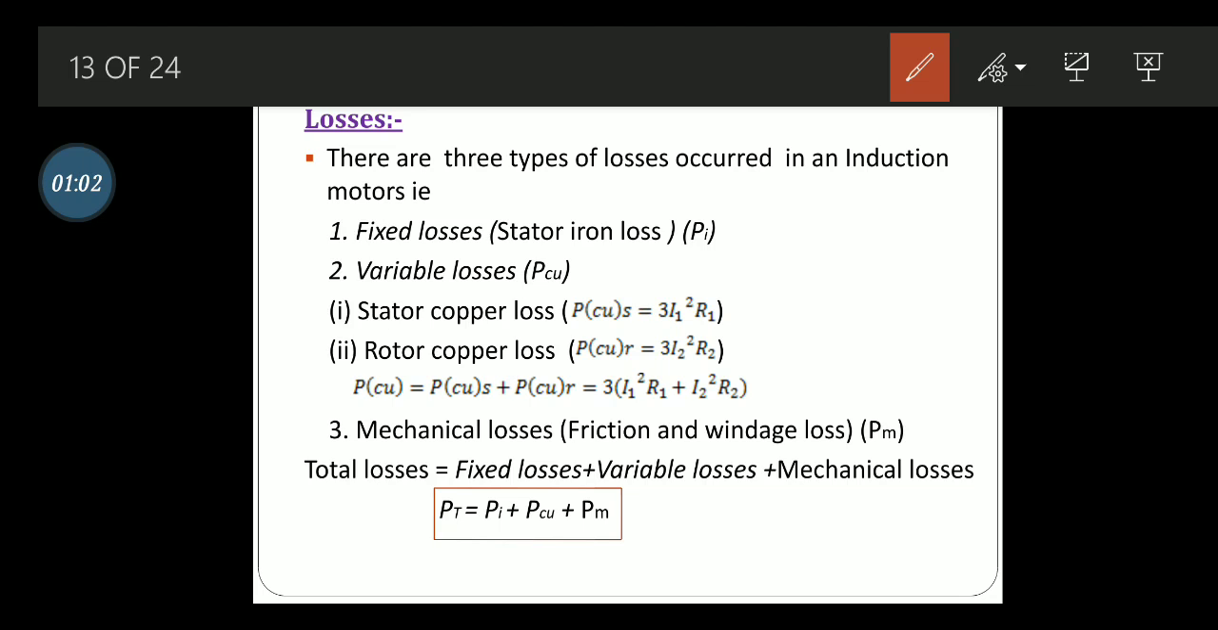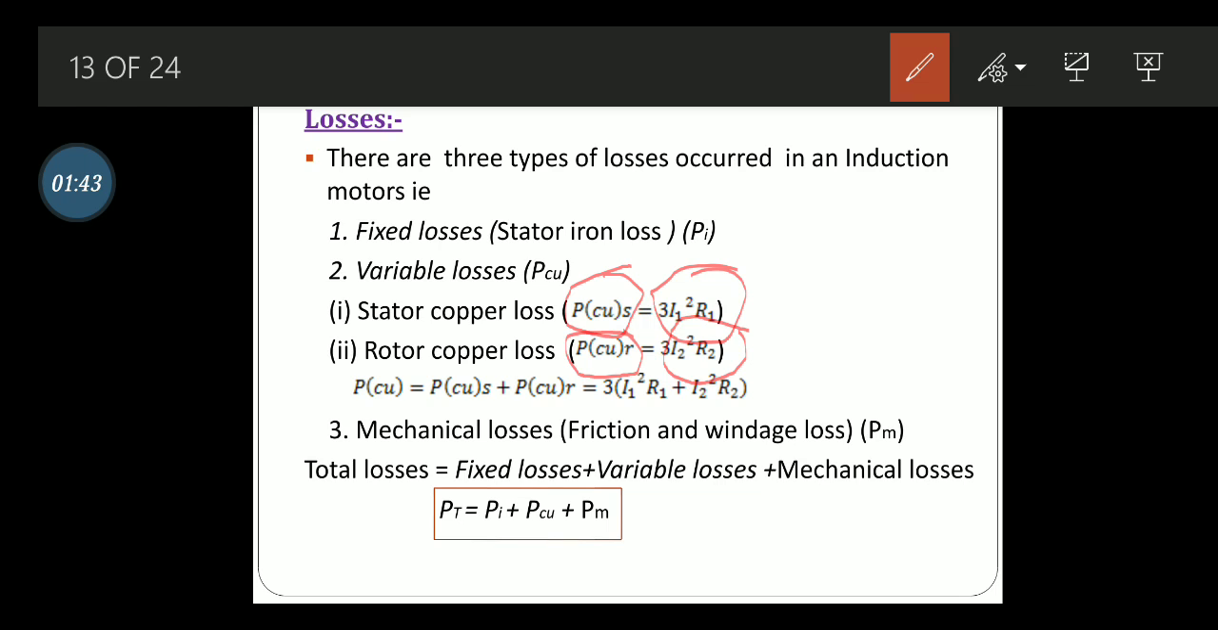So variable losses can be classified into two categories. So one is the stator copper loss, which is represented as P suffix Cu S, which is given by 3 times I1 square into R1, where I1 be the stator current and R1 be the stator winding resistance. Rotor copper loss, which can be represented as P suffix Cu R, which can be represented as 3 times I2 square into R2. I2 be the rotor current and R2 be the rotor winding resistance.